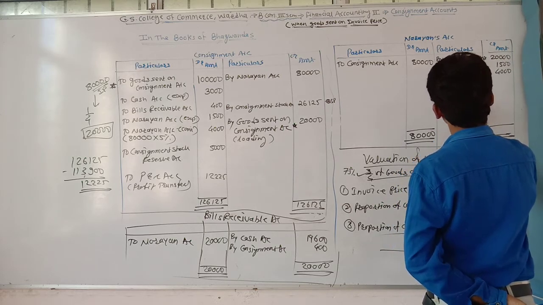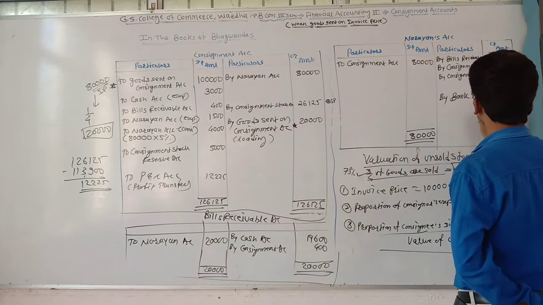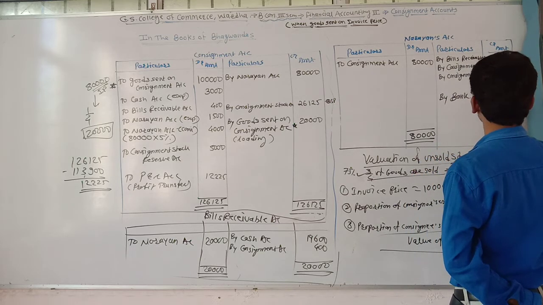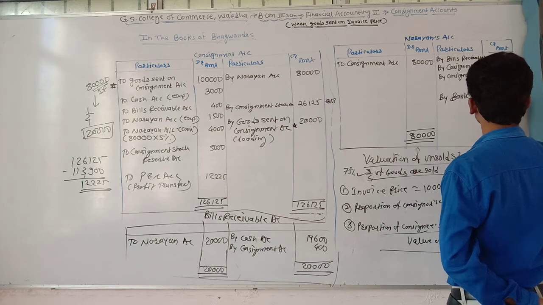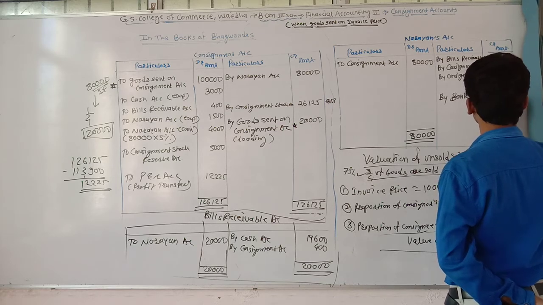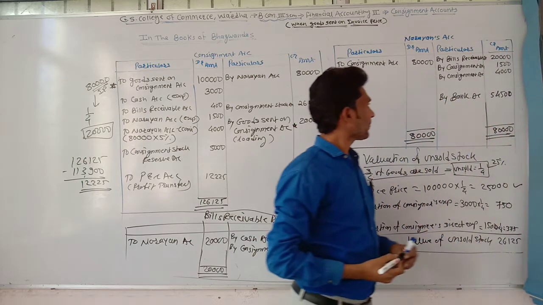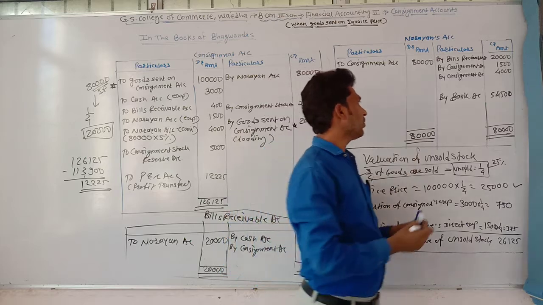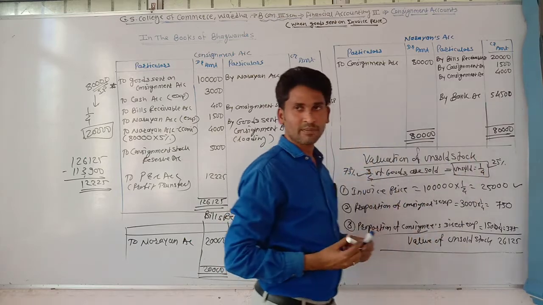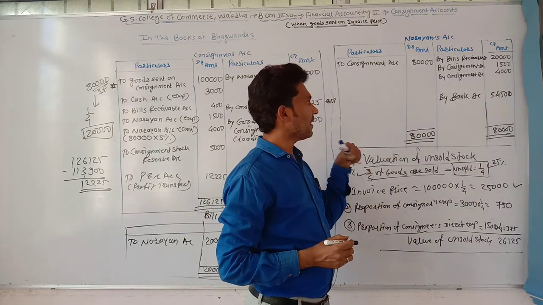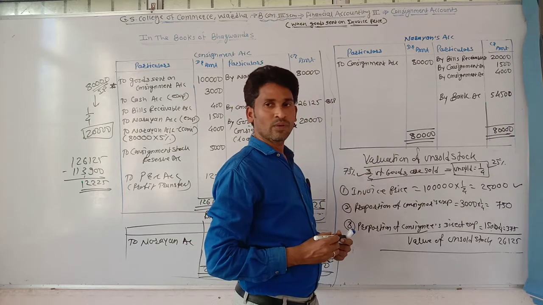So pass the journal entry. 54,500. Okay. Total 80,000. Okay. Balance final amount it's paid by DD. So for that pass the journal entry bank account debit and Narayan's account credit.